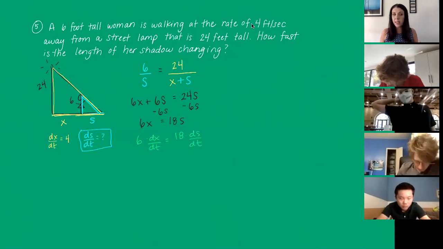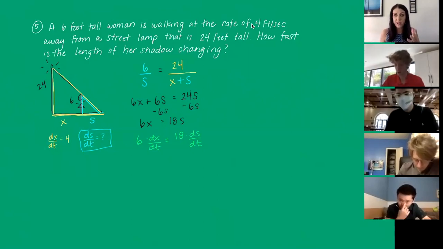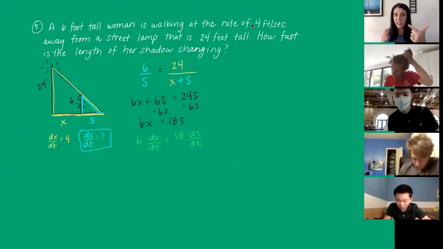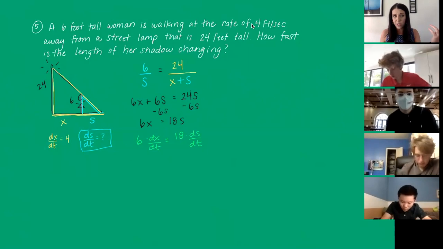Absolutely correct. Some guys get worried, like, how do I solve for x and s? How do I figure out where she is? You don't even need that information, because from Aiden's derivative, we have dx dt, we have 6 and 18. All we're looking for is ds over dt. That's it. Now I can solve for that.